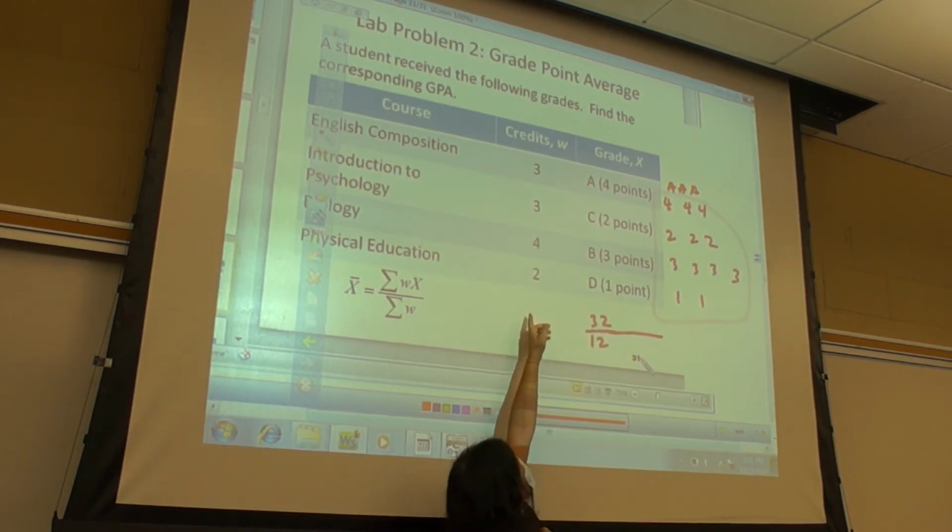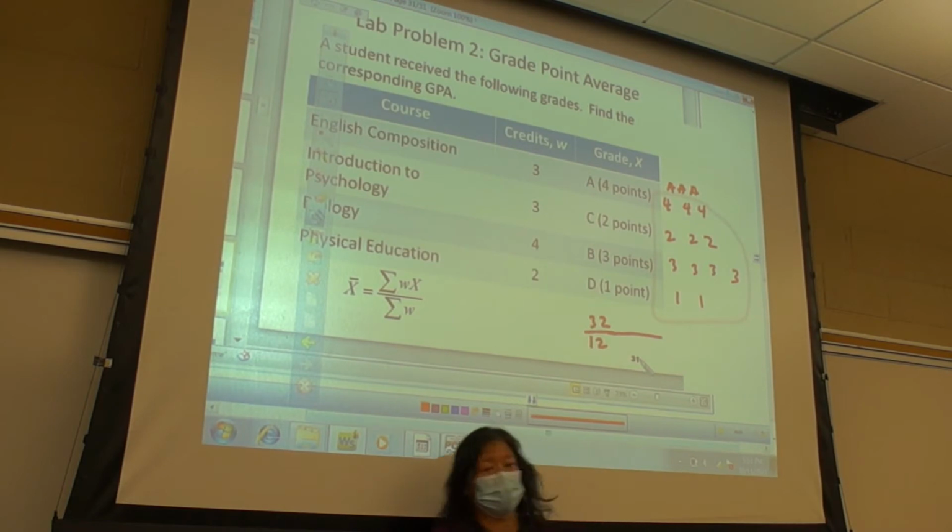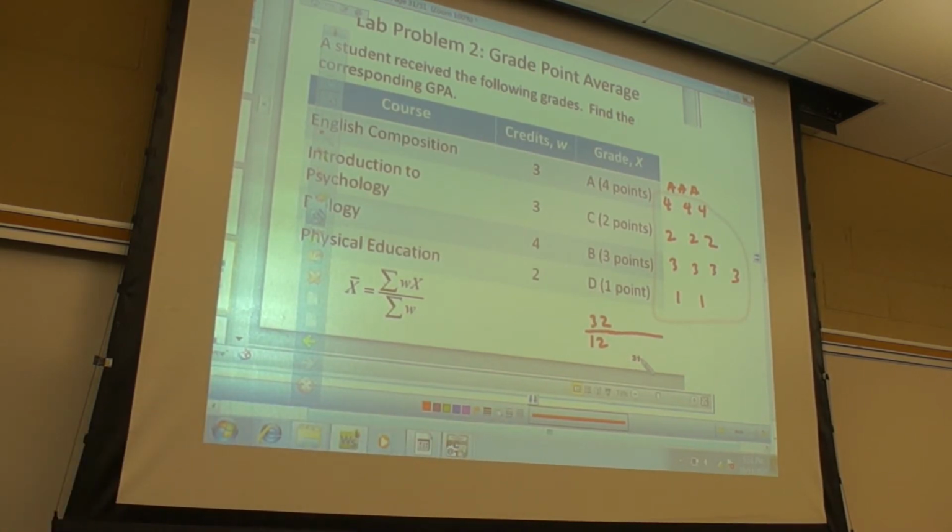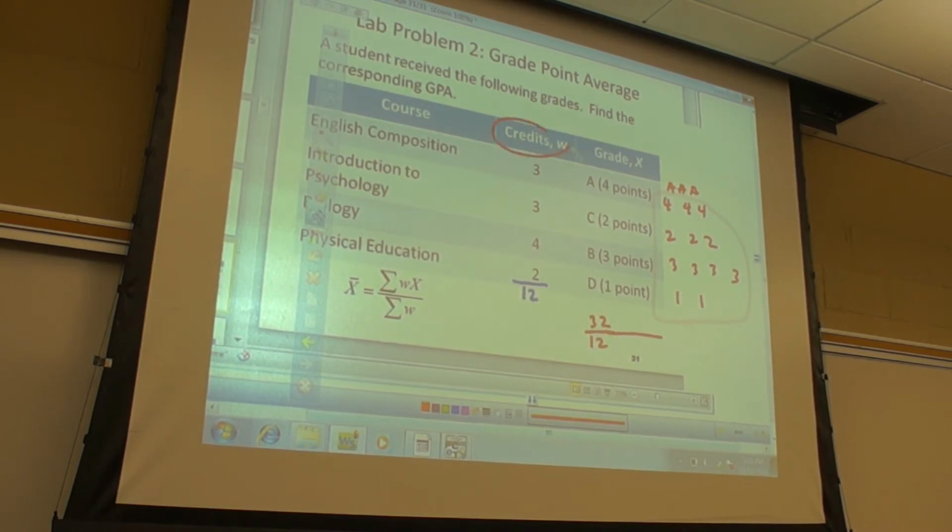Good? So here we're going to add up these guys. That adds up to 12. We're going to divide by 12. Another way of looking at it is this. How do we get to 32? We multiply credits times grades. Everybody on board with that part? Yes? So this is credits. This came from credits times grades.